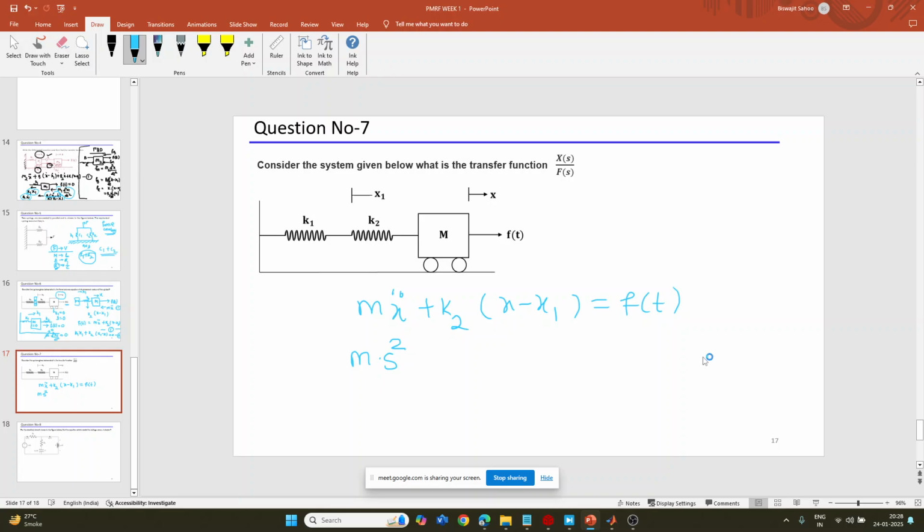s square. So s square plus k2. This is simple x, there is no dot here, so this is simple x minus x1. This will be f of s. This is equation 1.